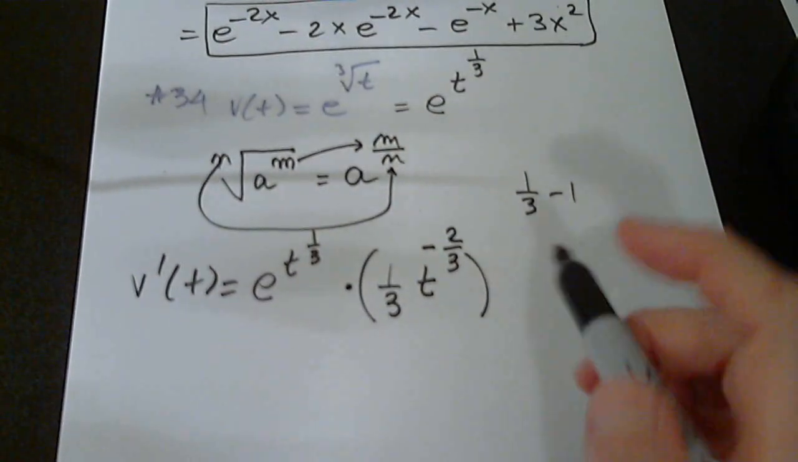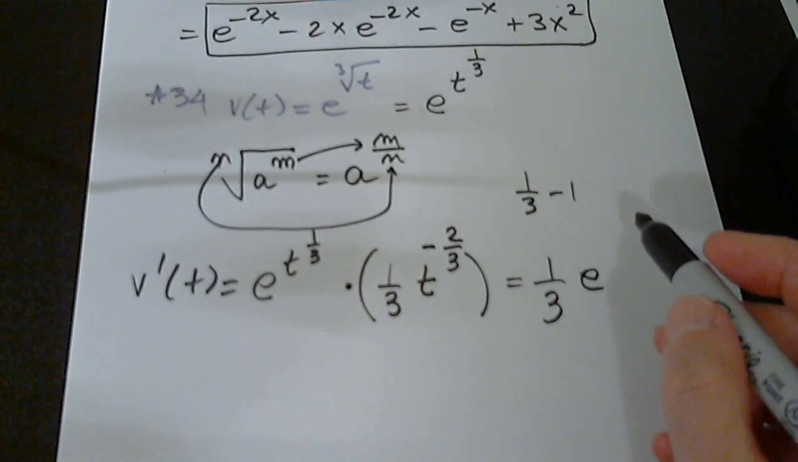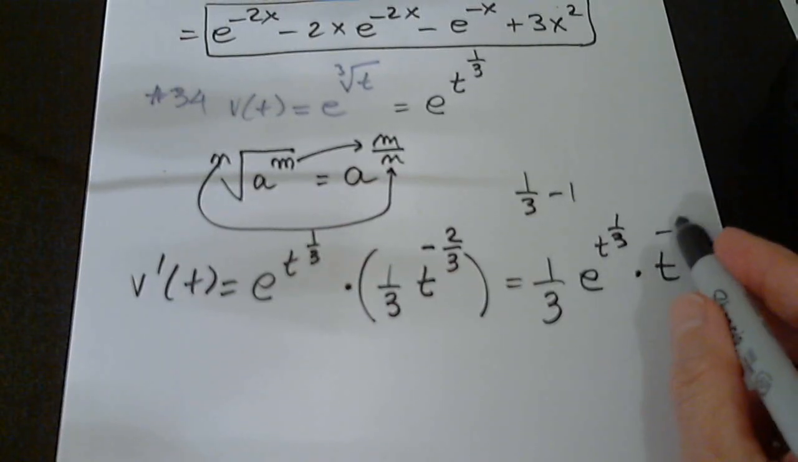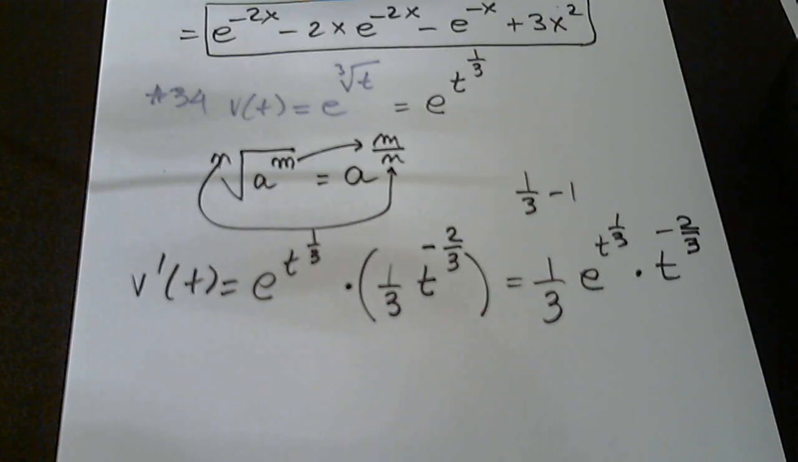Let me try to organize it a little bit. I'll put 1/3 in front. I will put e to t to 1/3 multiplied by t to -2/3. And now the second derivative is not going to be pleasant.